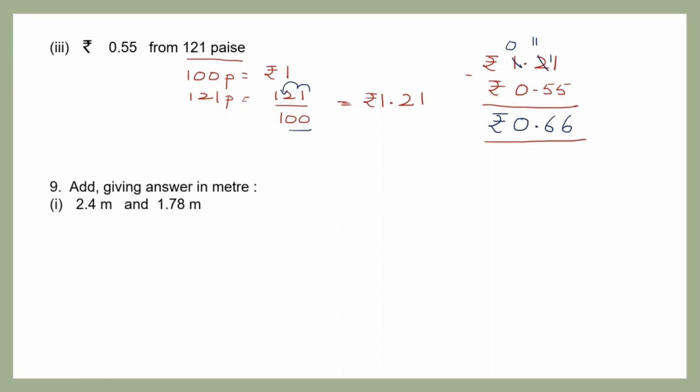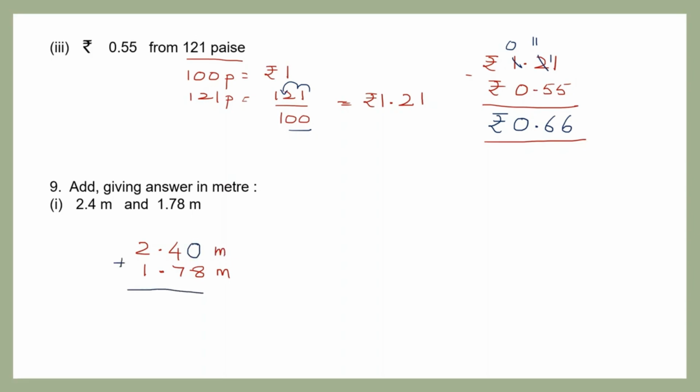Question 9. Add. This time giving your answer in meter. So first let's check if both the numbers are in meters. Yes, both are in meters. 2.4 meters and 1.78 meters. So all we have to do is simply add them. So let's do that. 2.4 meters, 1.78 meters. Okay, so the first thing we need to do is we have to see that they are like decimals, isn't it? Whenever you do addition or subtraction in decimal numbers.